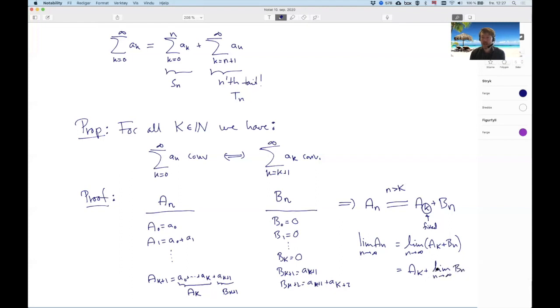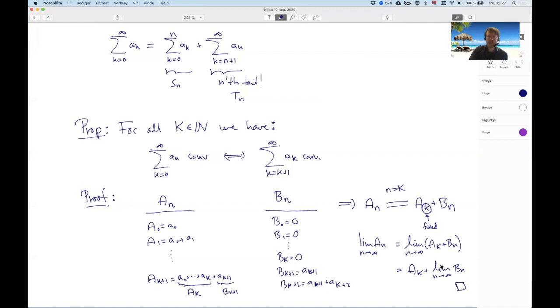And then the thing is, if this converges, then this converges. Because as I said in the beginning, when I tried to explain this intuitively, the only thing that's different between these two sequences of partial sums is a fixed constant. And that ends the proof.